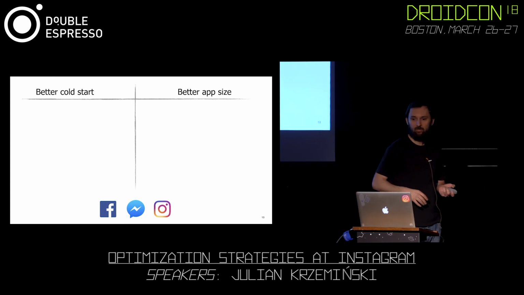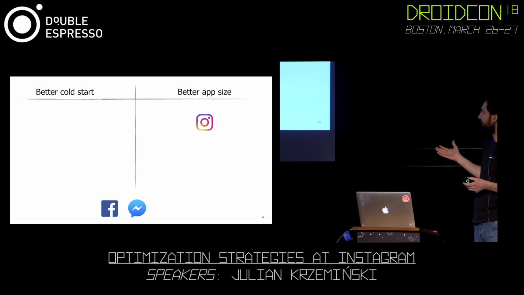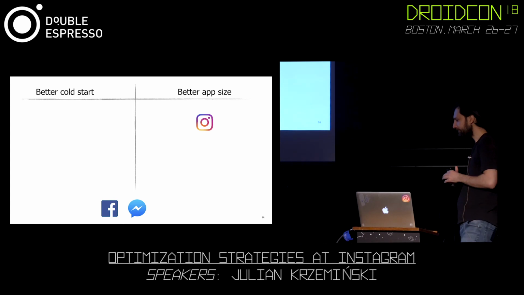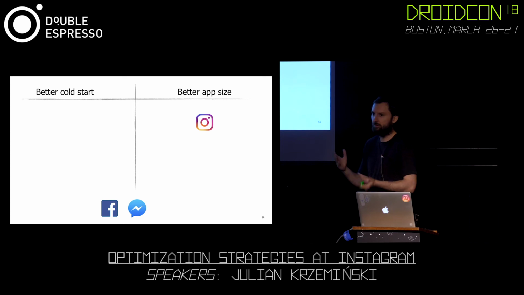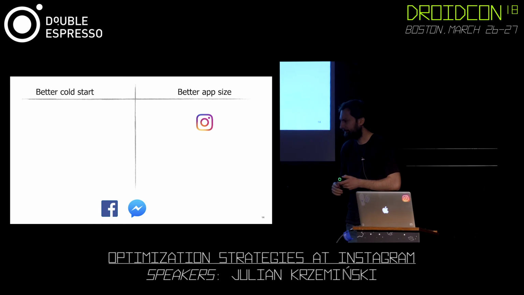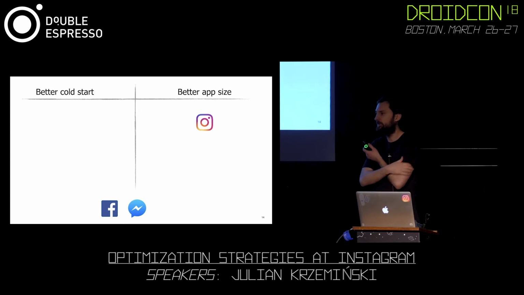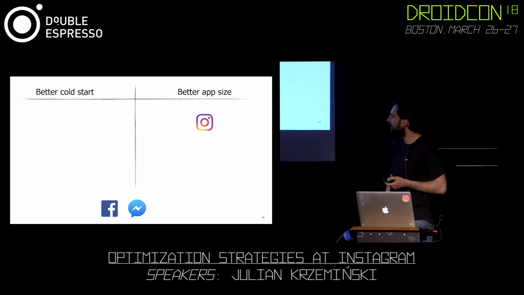At Instagram, we went for better app size. For us, the regression in cold start was between 100 and 200 milliseconds, and the improvement in app size was around 6 megabytes. Instagram is pretty good on cold start and application size, but we thought that the win on application size is huge. It's like 6 or 7 megabytes. It's a great decrease, so we should go this way.